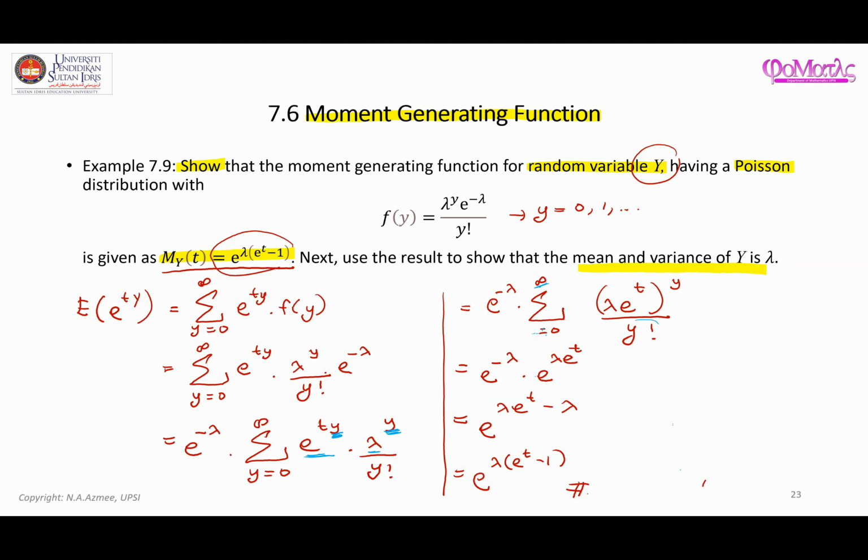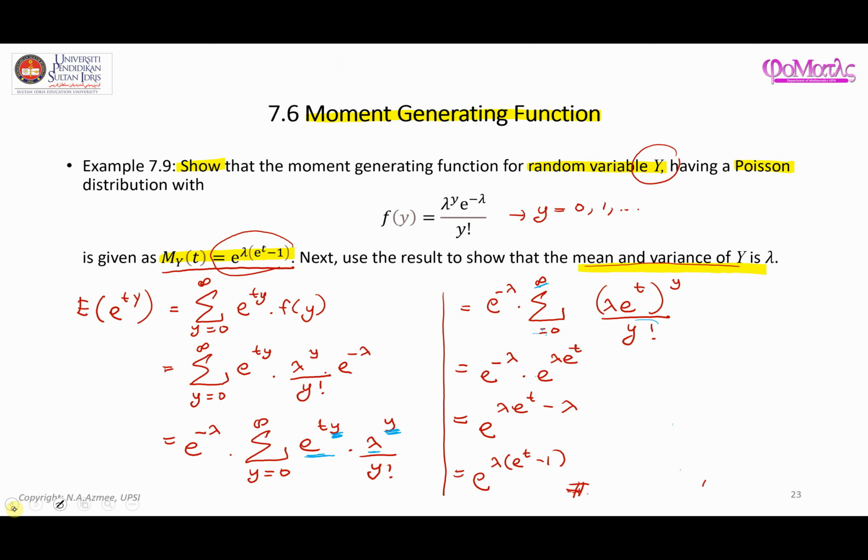Now we are going to use the result that we have here to try and demonstrate that the mean and variance of y is lambda. So we all know that the mean of y is just the expected value of y, and in order to find the expected value of y, I can use the MGF. So MGF is given as such. So this is the MGF.